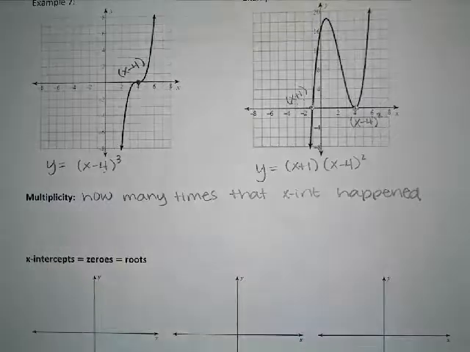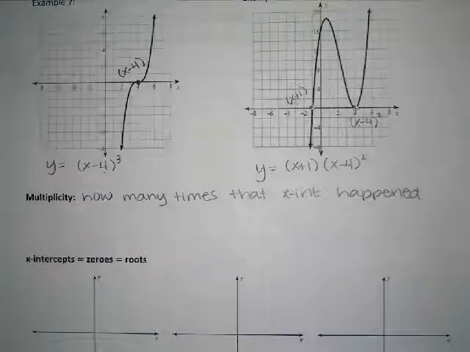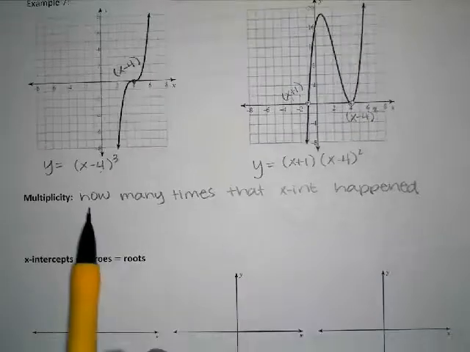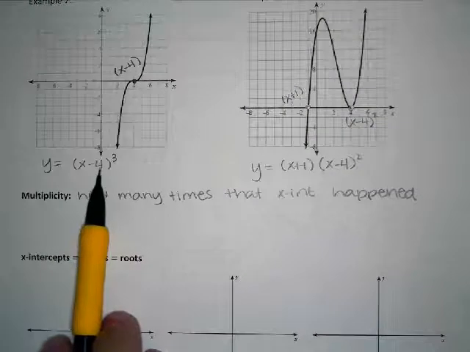So this graph, this x-intercept had a multiplicity of 3. This one went straight through. It had a multiplicity of 1. That answer just happened once.